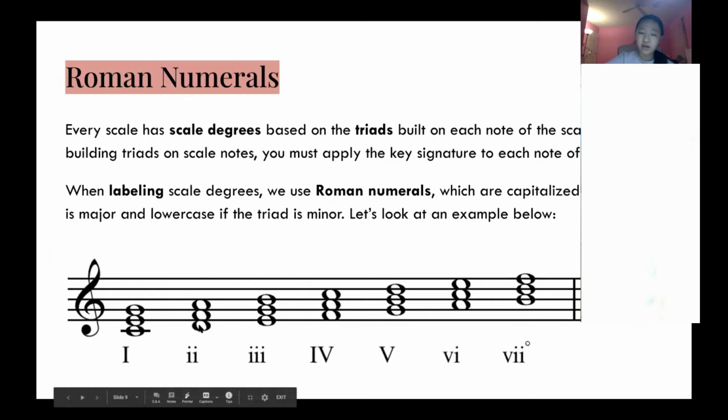But the second one, we have D, F, and A, which is a minor triad. It would be major if we had an F sharp because there's an F sharp in the key of D, but we don't have that, so it's minor. Same goes for the third one, but the fourth and fifth are major, which is F and G. The sixth one is minor, and the seventh one, does anyone remember what this circle symbol means?